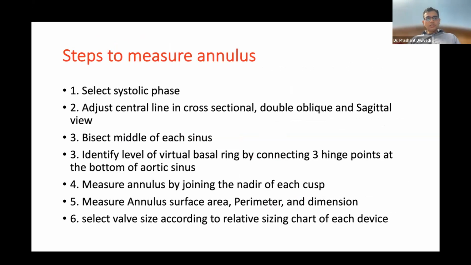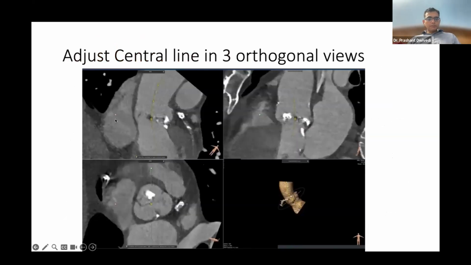First we need to go into the systolic phase. Then we need to adjust the central line across the section. In the three-dimensional analysis, or in any CT analysis, we use all three views, cross-sectional, longitudinal, and coplanar, all the three orthogonal views, whether it's sagittal, cross-sectional, or oblique view, and we need to make the central line be there in all the views. So you can see we are adjusting the central line in the cross-sectional, longitudinal, and the sagittal plane.